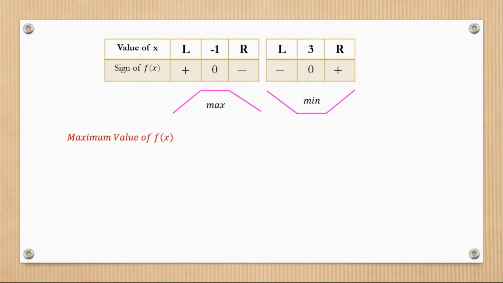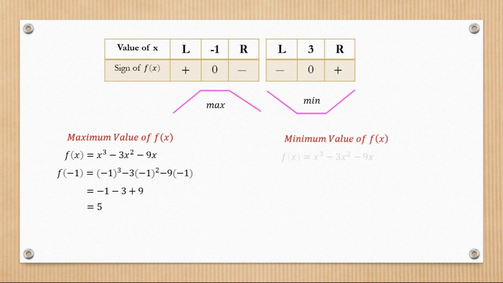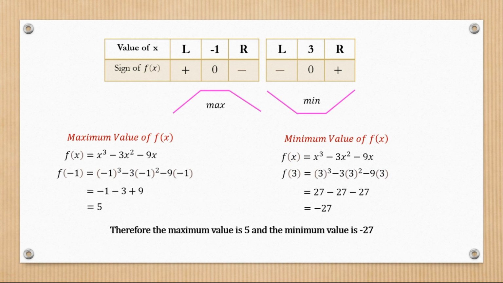So let's find the maximum value of f(x). That means we're going to plug in negative 1. This is the main equation. Plug in negative 1, and what I'll get is positive 5. Then let's find the minimum value of f(x). Plug in 3 to find the minimum value, and I'll get the value as negative 27. Therefore the maximum value is 5 and the minimum value is negative 27, and that's the answer they wanted.